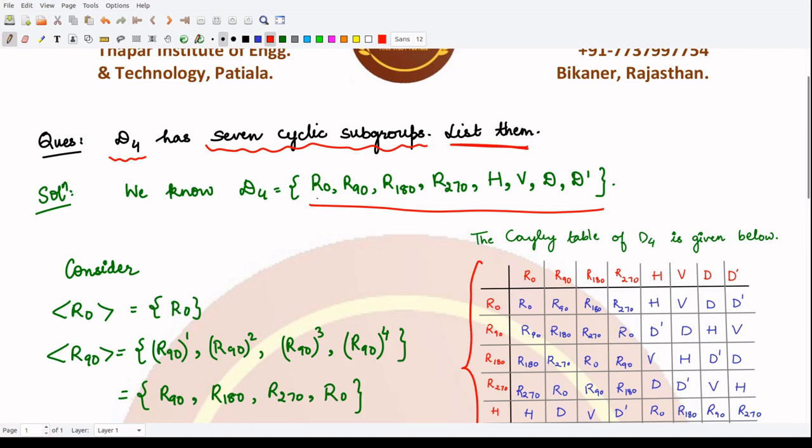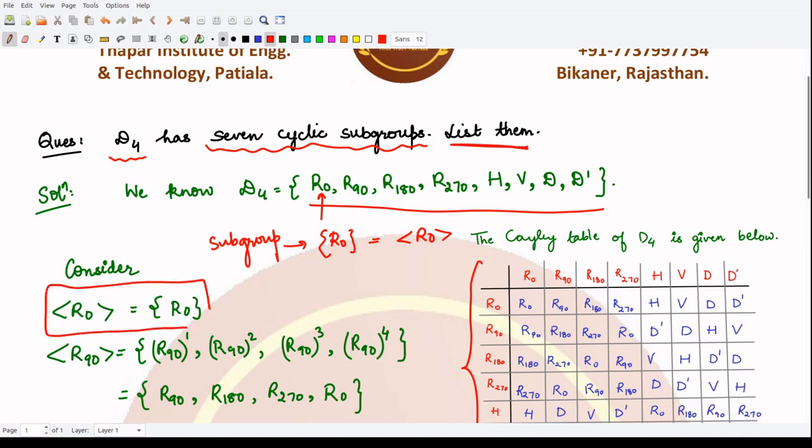So if you take the powers of R0, you are only going to get R0 from it. So this singleton set consisting only of the identity element is a subgroup, and moreover it is a cyclic subgroup. Why? Because it could be written as powers of R0. Hence this forms one of our cyclic subgroups.